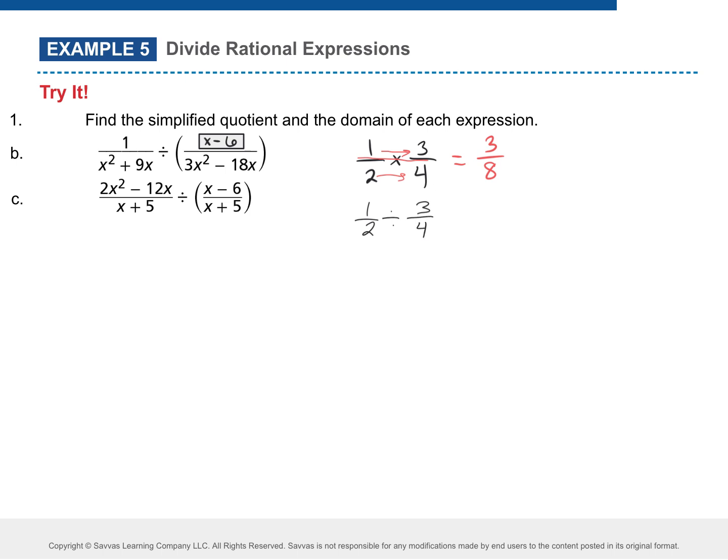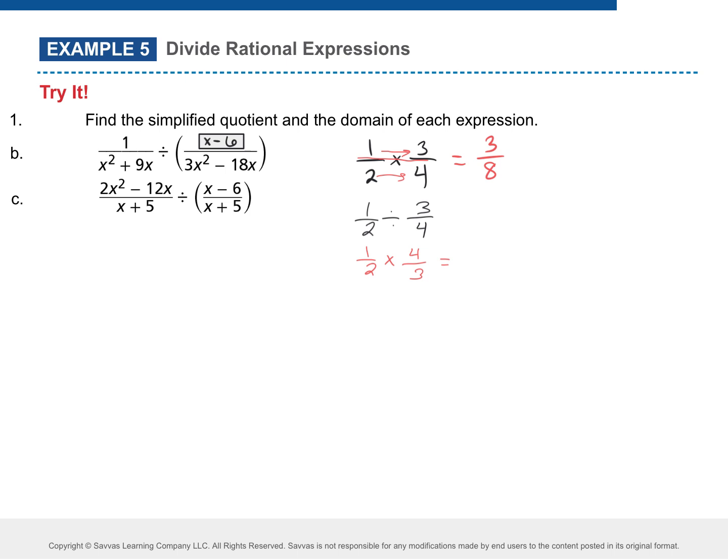Do the same thing. Keep, change, flip, right? So I keep the first fraction, which would be 1/2. What does the change mean? Make it multiplication. Change this sign, division, to multiplication. What does flip mean? Make it 4 over 3. Right, these two switch spots. So this would turn into 4 over 3. Now, what do you notice about it?